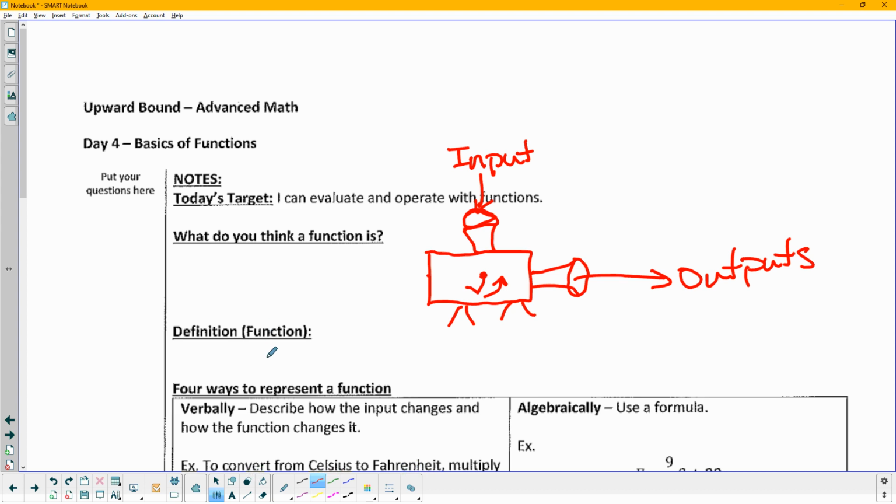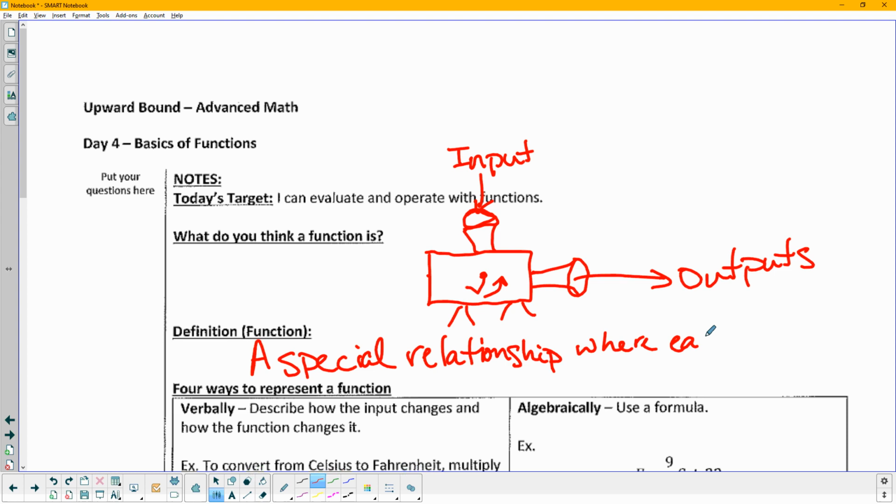Kind of the working definition that I'd like to come up with, and I think in class we're going to piece together our own definition, but the most basic one that I like to use is just that it's a special relationship where each input has an output. So for everything that you put in, you get something out.